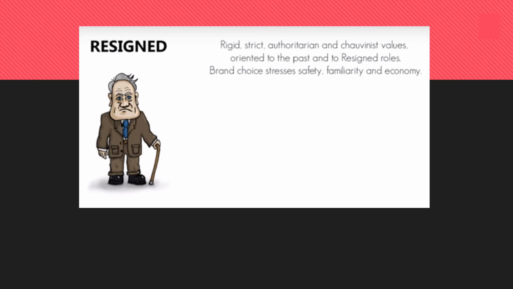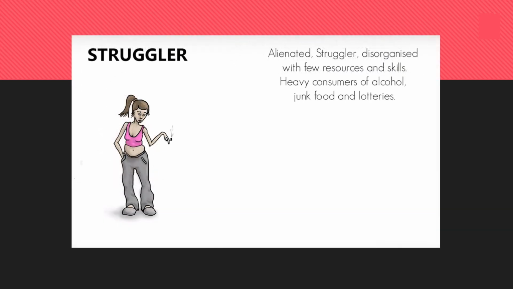They even create these little profiles with a picture of what they look like. So you've got resigned: rigid, strict, authoritarian. You can see this guy just looks exactly like that description. A struggler, this just looks like a typical Jeremy Kyle guest, doesn't it? Feels alienated from everybody else, disorganized with few resources and skills, drinks a lot, eats junk food, and plays the lottery. So they're categorizing people into these particular groups rather than saying they're all male or all female or a certain age.